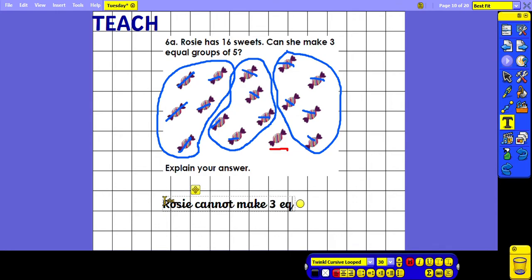So Rosie cannot make 3 equal groups of 5 because there is 1 sweet left over.